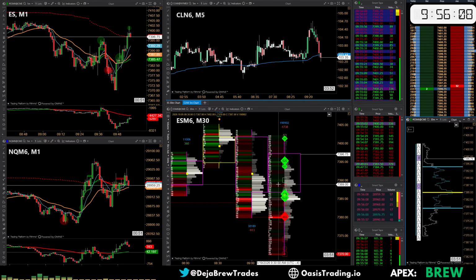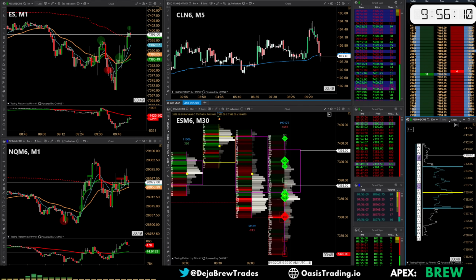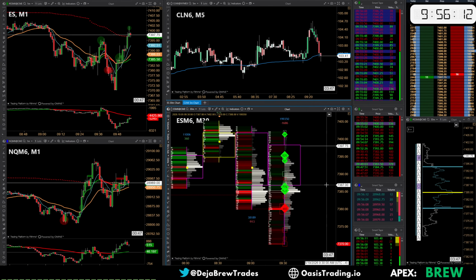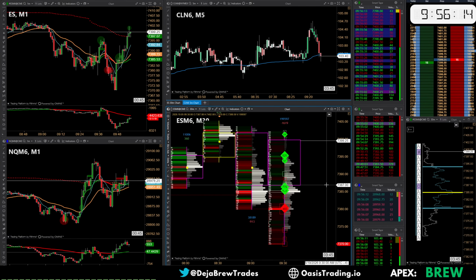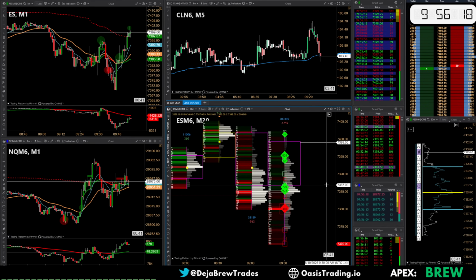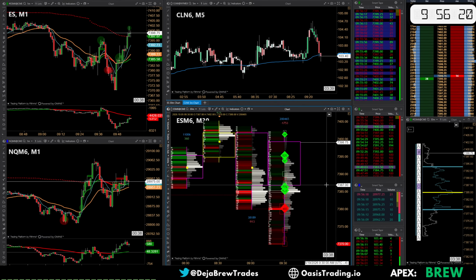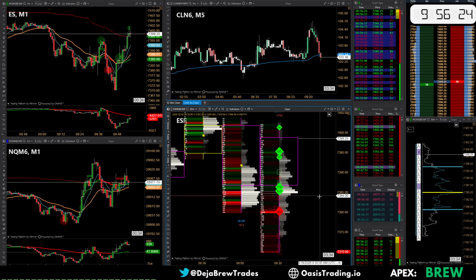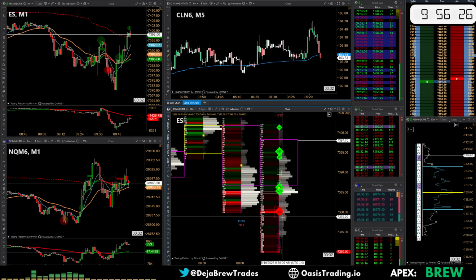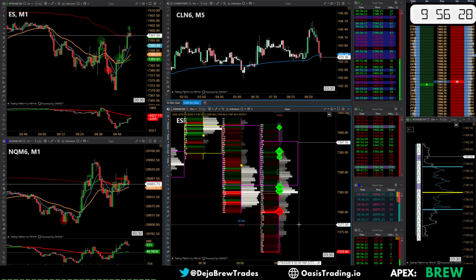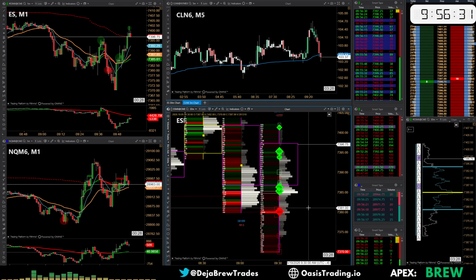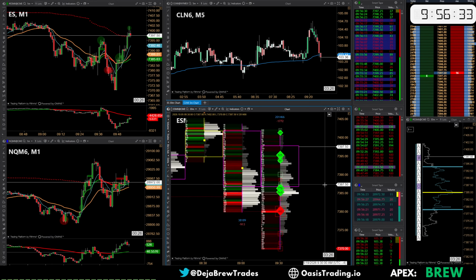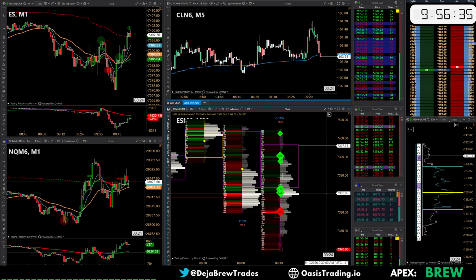Still not really following each other on ES and NASDAQ. They're kind of doing their own thing. It's a lot of spread out block trades. We had a wall at 80 as well. It's very indecisive.